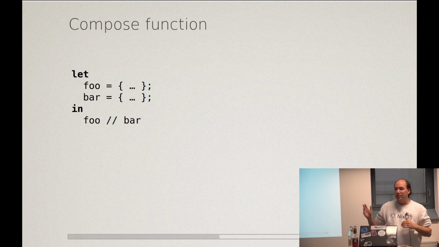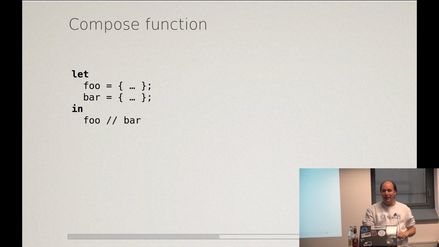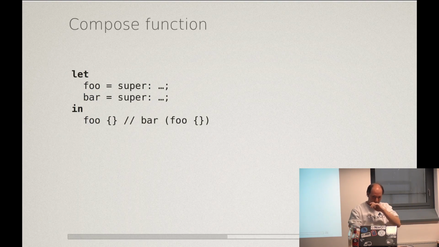So let's look at how overlays work and how we compose them. The logic of the composition is this update operator that is in Nix. So we have two sets, and we will make this example a bit more complex. These two sets, we use the update operator, and that's fine, it returns a set. Then we go one step further, we add super. Super is the previous one.